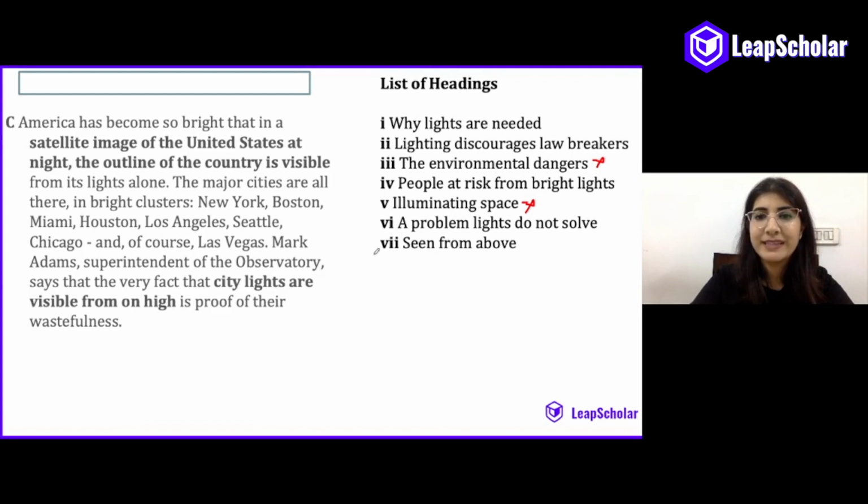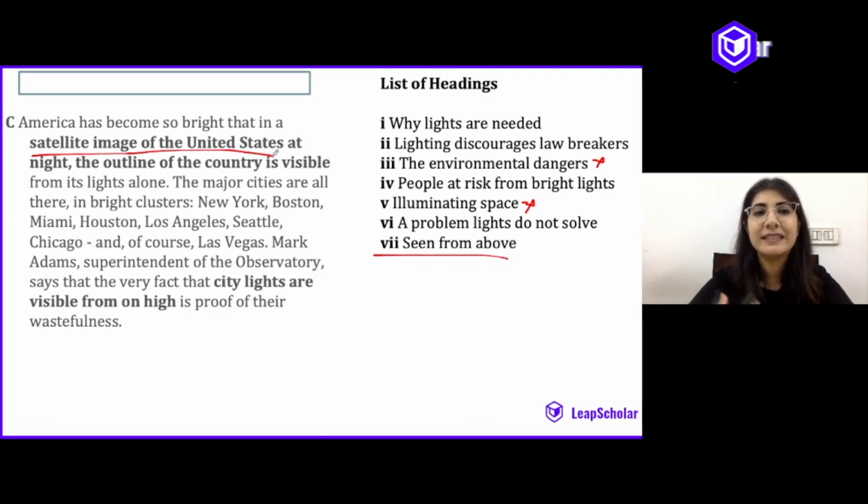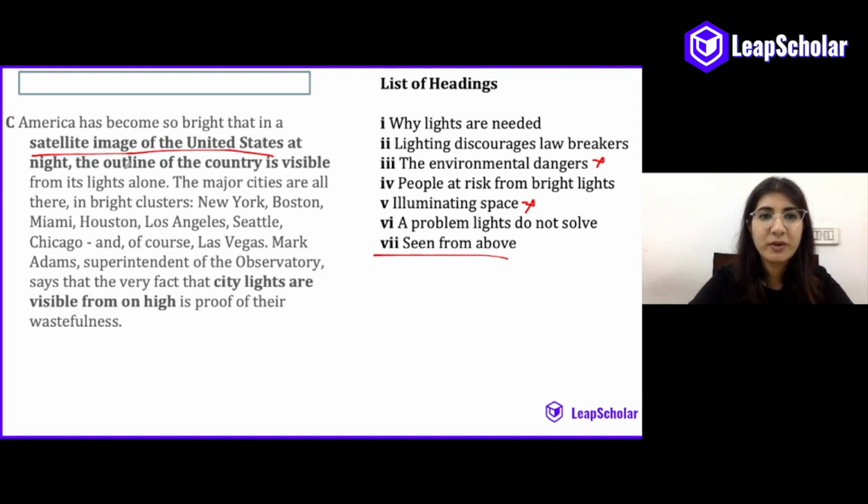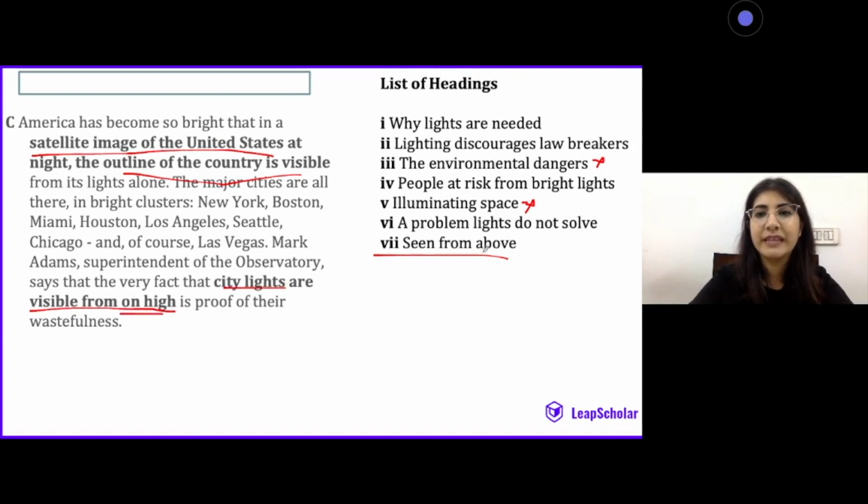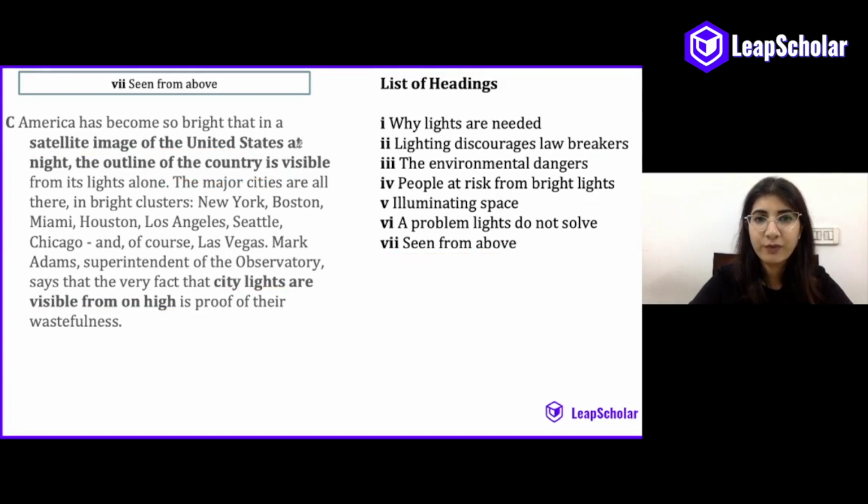And the last one, seen from above. Yes, it does talk about a satellite image of the United States. So it is an image that is seen from above, and it talks about the outline of the country which is visible because of the lights. Again, if you read the second sentence, city lights are visible from on high. This is a clear synonym for seen from above. So this is how we figured out this is the correct heading for this paragraph, and I'm going to strike through it again. Let's move on to the next paragraph.